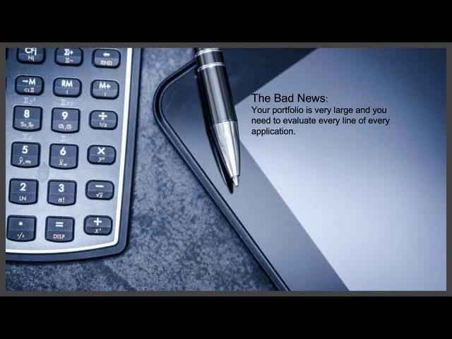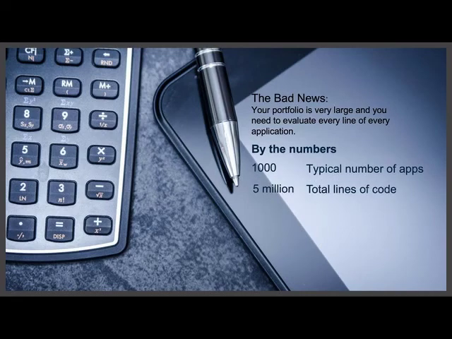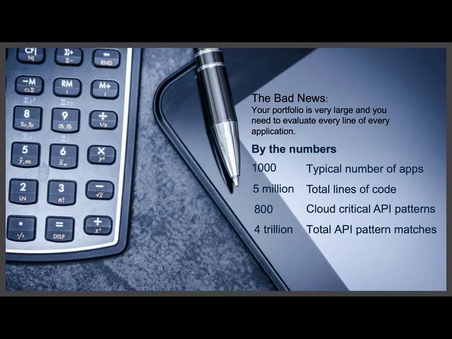Well, here's the bad news, and these numbers really are a bit scary. Your average portfolio has about 1,000 applications, and you know you have to evaluate every single one. That's about 5 million lines of code, and it's like Forrest Gump said, it's like a box of chocolates. You never know what you're going to get. Our list of patterns currently stands at about 800 critical patterns that you need to evaluate in order to understand the suitability for clouds and all the work you're going to have to do. And wow, doing that math, it's about 4 trillion pattern matches. Ouch, this could take a while.